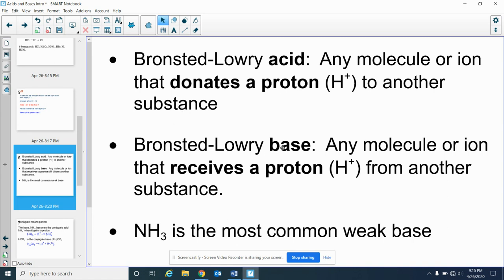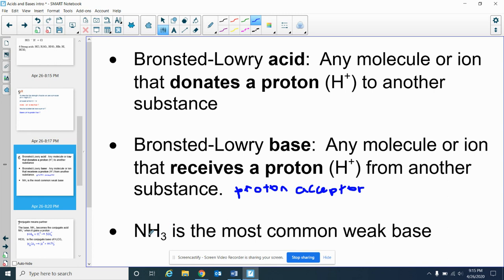And then his definition of a base is completely different from the Arrhenius definition. Bronsted-Lowry's base definition says that a base is receiving a proton, or it's a proton acceptor. Okay, so a base is a proton acceptor, and an acid is a proton donor. So proton acceptor, proton donor. So a little bit different definition than Arrhenius.